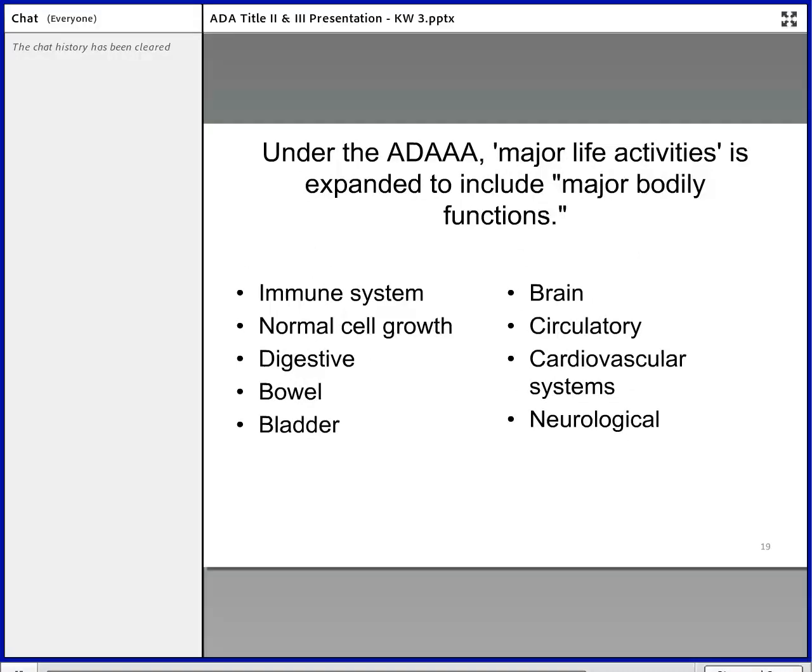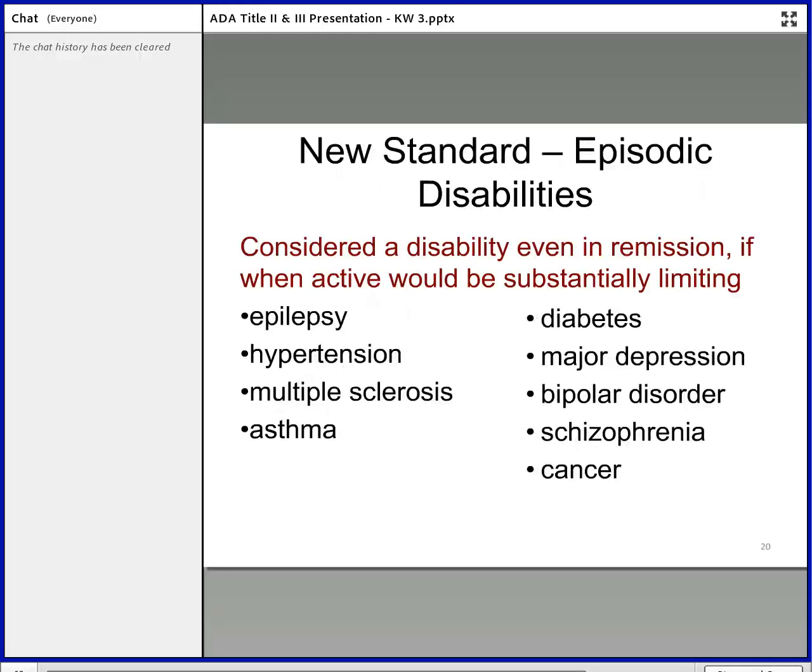Next slide. And then again, I said that it expanded to include major bodily functions: immune system, normal cell growth, digestion, bowel, bladder, brain, circulatory, vascular, neurological. And then, again, the episodic disabilities, when considered even in remission, could be something like epilepsy, bipolar disorder, cancer, asthma, those types of disabilities.